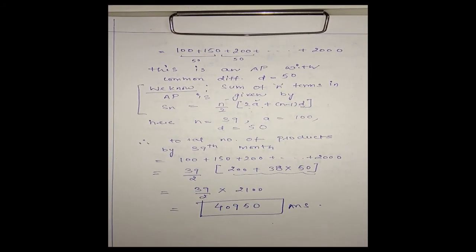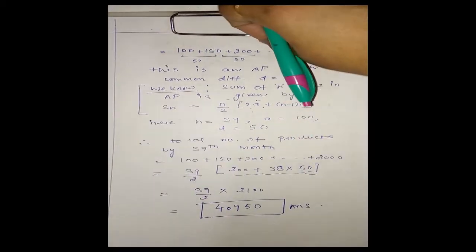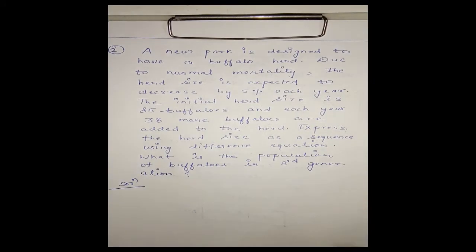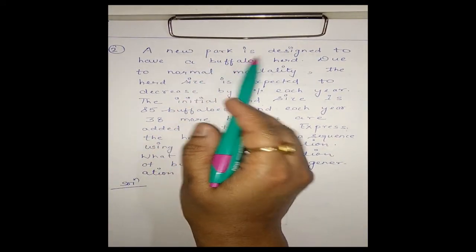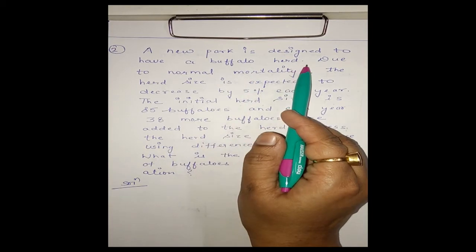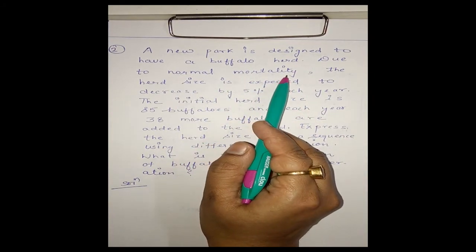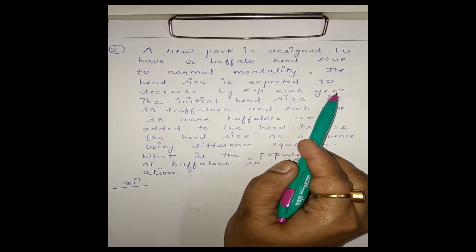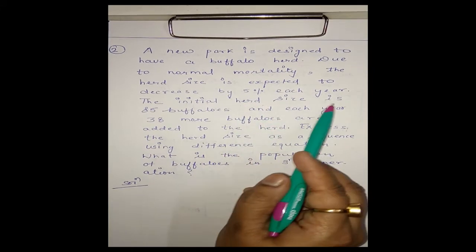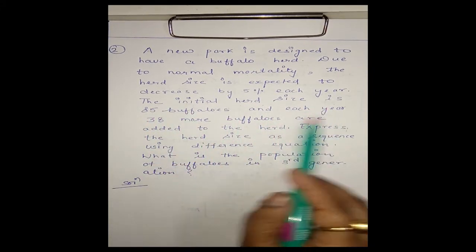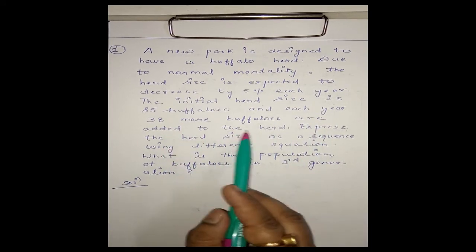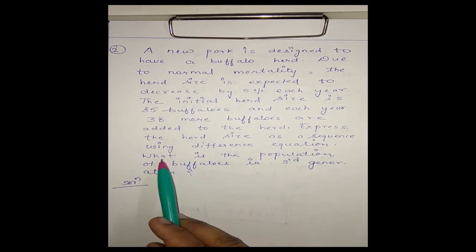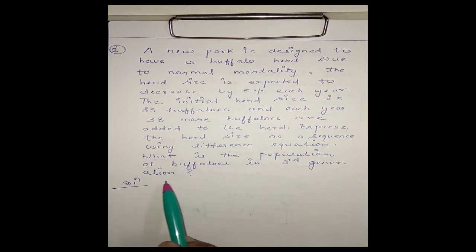Now we come to the second problem. A new park is designed to have a buffalo herd. Due to normal mortality, meaning death rate, the herd size is expected to decrease by 5% each year. The initial herd size is 85 buffaloes, and each year 38 more buffaloes are added to the herd. Express the herd size as a sequence using a difference equation, and what is the population of buffaloes in the third generation.